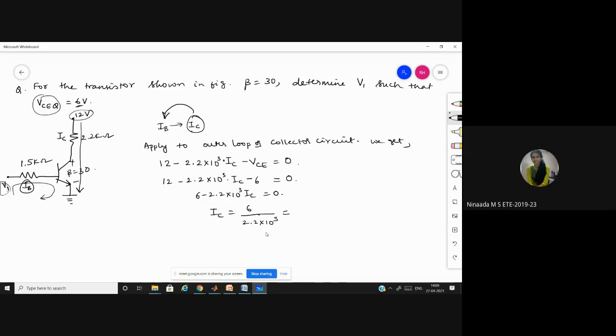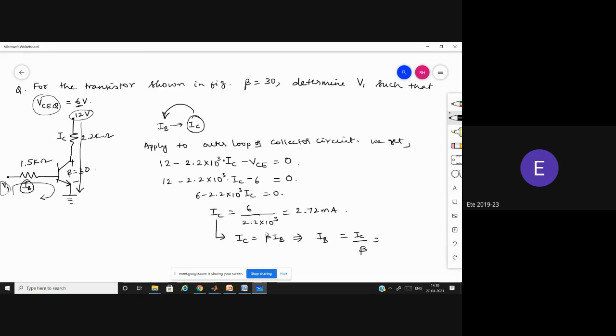2.72 milliamperes, sir. 2.72, good. That's 2.72 milliamps. So once you know IC, next go for the formula. IC is equal to beta times IB. So from this we can find IB is equal to IC by beta.